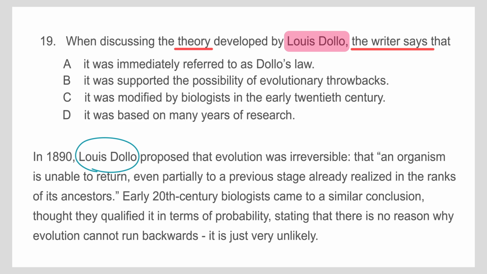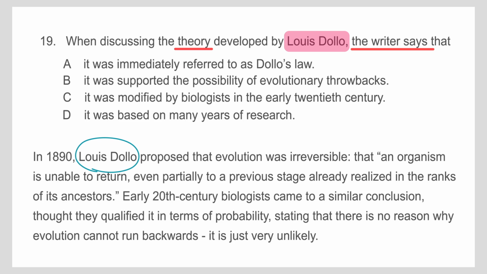Louis Dolo proposed that evolution was irreversible, that an organism is unable to return, even partially, to a previous stage already realized in the ranks of its ancestors. Early 20th century biologists came to a similar conclusion, though they qualified it in terms of probability, stating that there is no reason why evolution cannot run backwards.